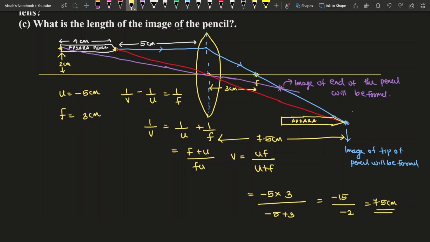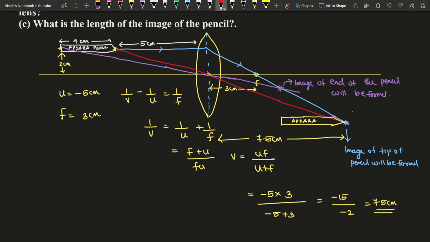Last part, they have asked you to find the length of the image of the pencil. If you want to find the length of the image of the pencil, what can we do? We can consider the end of the pencil as the object. At that time, we can find the image formation. So we can find the distance between the lens and the image of the end of the pencil. What is going to be the difference? That is nothing but the length of the image of the pencil.